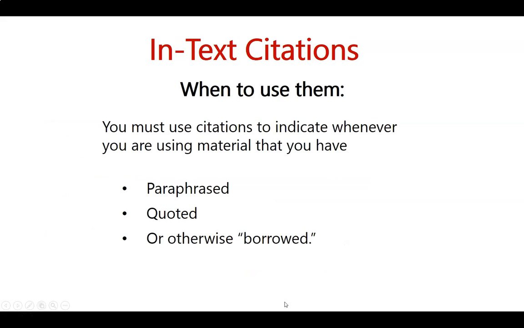When are you going to use in-text citations? Anytime you've paraphrased, quoted, or otherwise borrowed information. The only exception to this is if you have something that is called common knowledge. So if I was to say the sky is blue or Washington, D.C. is the capital of the U.S., I do not have to find something that is going to tell me that. That's common knowledge. Everybody knows that. I don't have to verify where I got that fact. But otherwise, you do need to be showing where you got the information from.